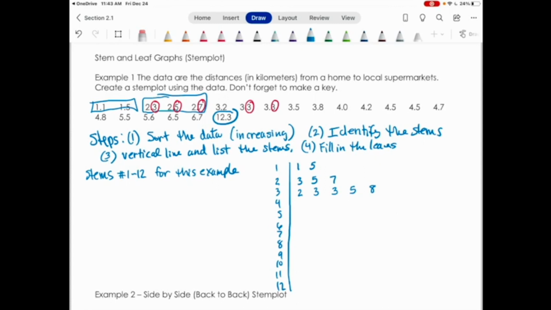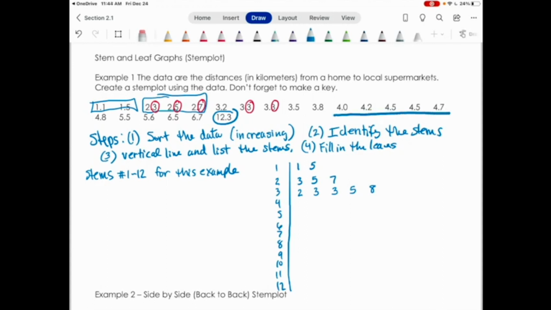Another thing that is important here is that you line up your leaves so that they're in columns. So even though we don't write it here, imagine that you have a dotted line separating these so that all your numbers line up. It's important to do that because later when we talk about the shape of the data, if you don't have those lined up, you're not going to get an accurate shape. Okay, so imagine that you have those invisible lines.